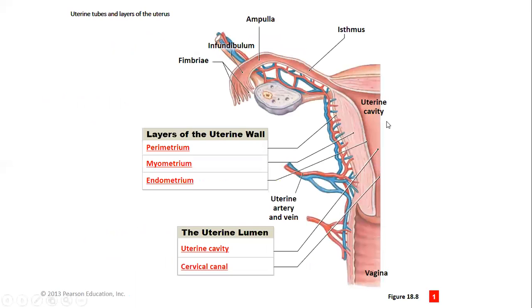So there's the three layers: endometrium, myometrium, super thick, and the perimetrium, this outer layer. And there's the two cavities, the uterine cavity and the cervical canal. So this whole section here is the cervix. This is the cervical canal.